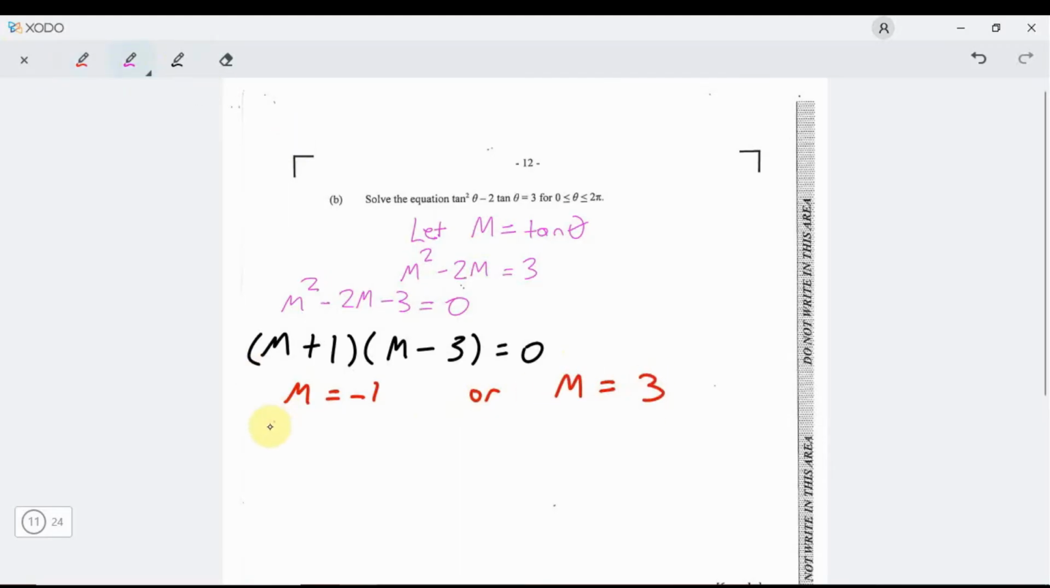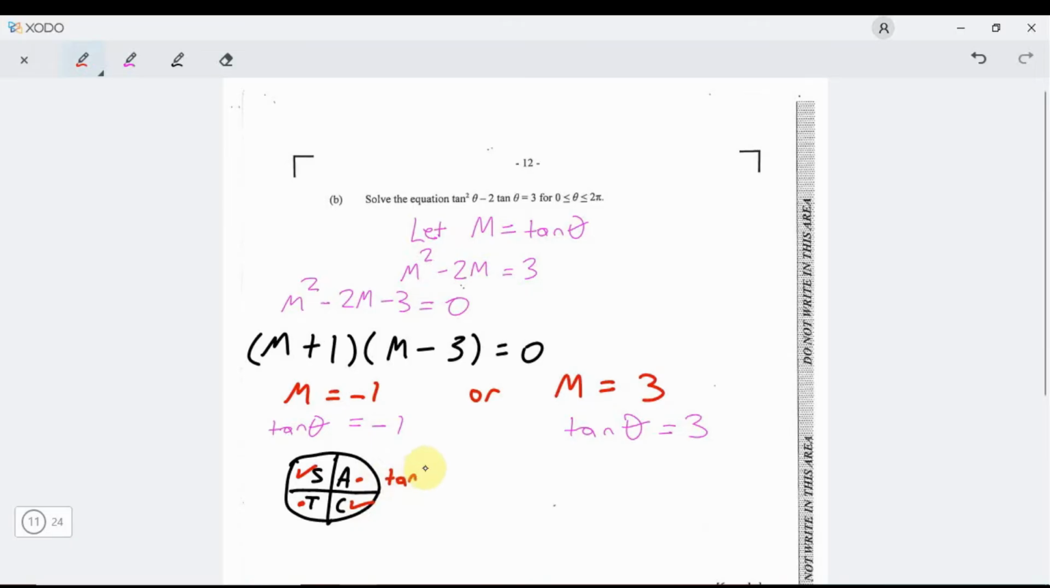But remember what was m? m was tan theta. So tan theta is negative 1 or tan theta equals 3. From this I draw my circle and I know that I want where tan is negative. First thing, remember this. All schools teach crap. So first thing is that tan is positive in the first and the third quadrant, but we need the negative of it. So we're focusing on these two quadrants today.